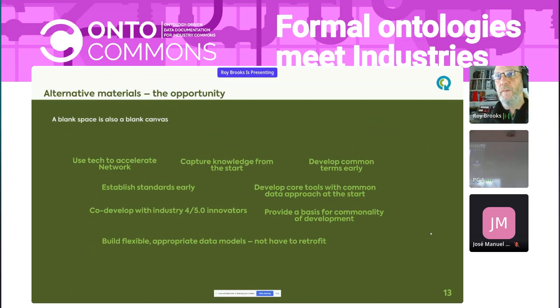Co-develop as opposed to developing in silos, with industry innovators, Industry 4, Industry 5 innovators. Provide a basis for commonality of development. Again, a foundational, but build flexible, appropriate data models, so we don't have the cost of retrofitting to existing circumstances, but rather use this as an opportunity, not necessarily to start from ground zero, but at least to be able to think towards the future, or design towards the future with the history in mind.